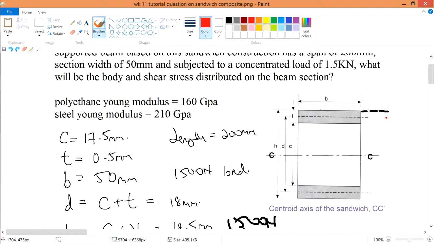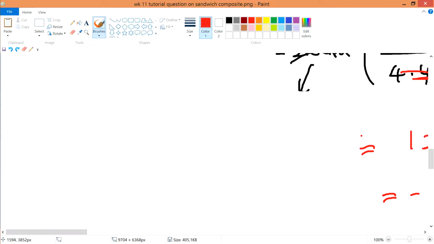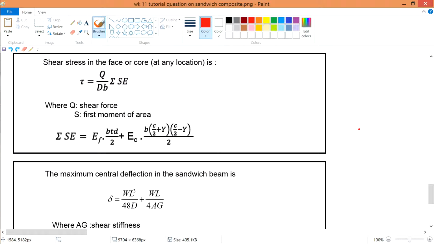So in the exams, if they didn't tell you where to look at, shear stress of the core, then you look at this Y. If shear stress of the face, then you look at this Y. If they never say anything, then you just do whatever you want, or you can do both of them if you're happy.